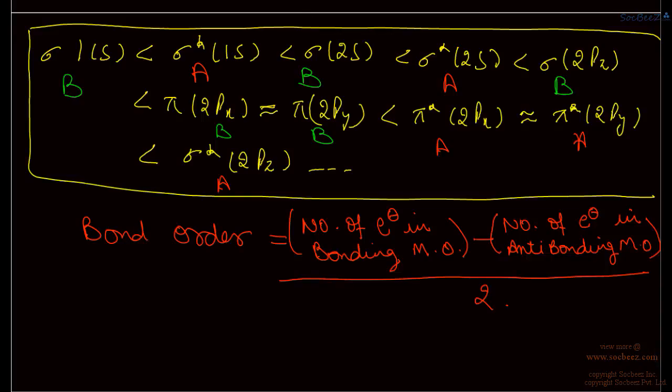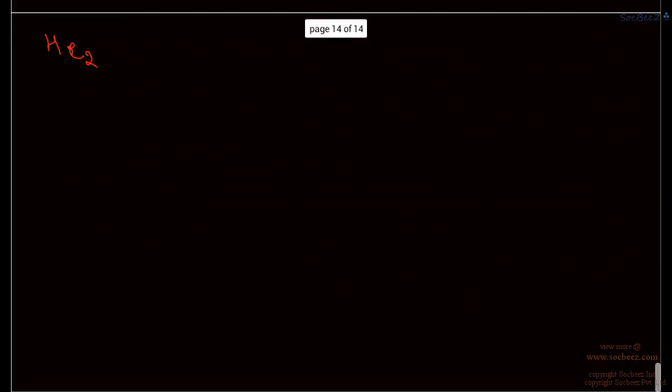In case of helium, there are a total of 4 electrons. So the 4 electrons will be arranged as sigma 1s2, sigma star 1s2. That's it, the 4 electrons are finished.